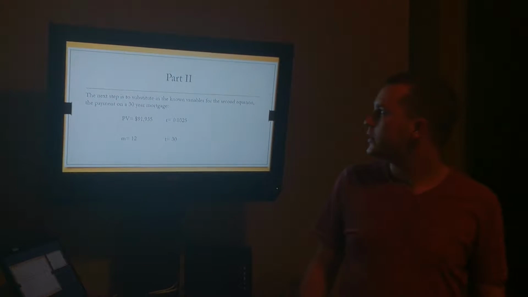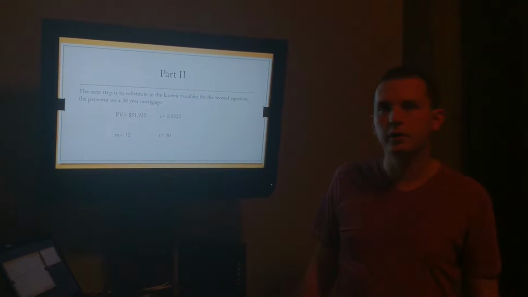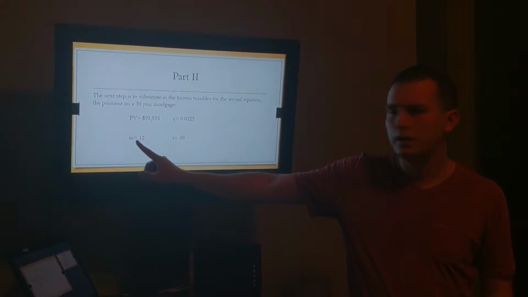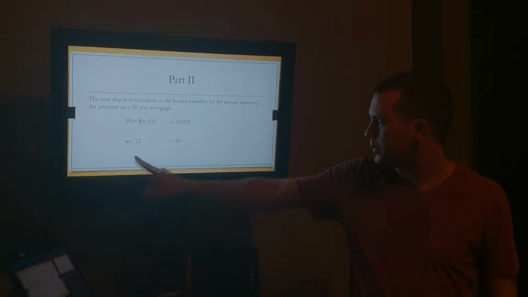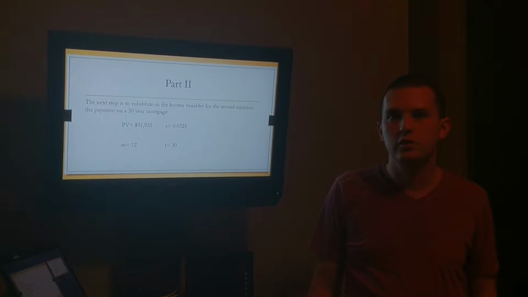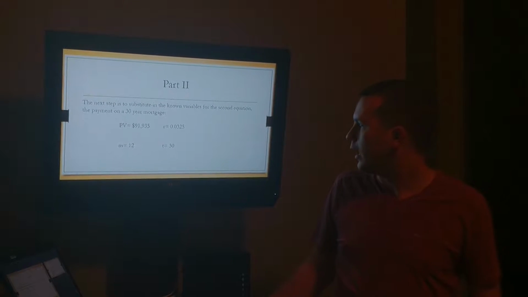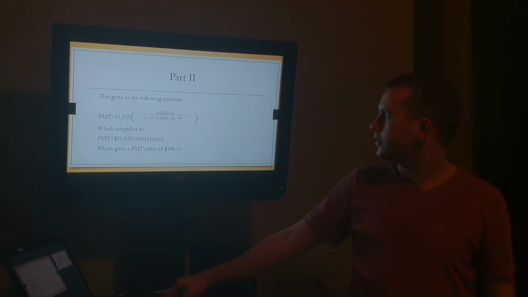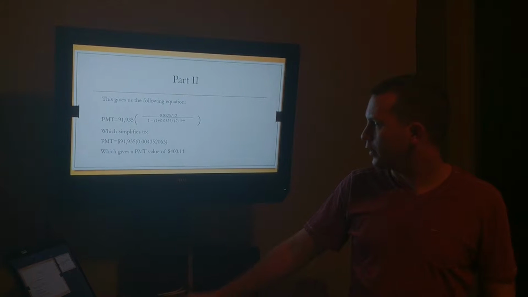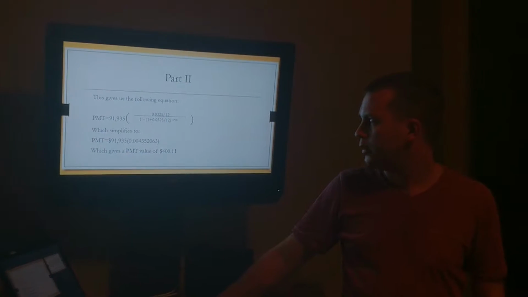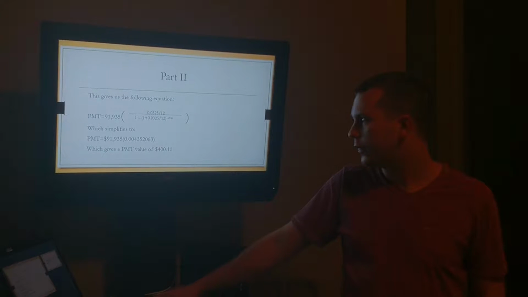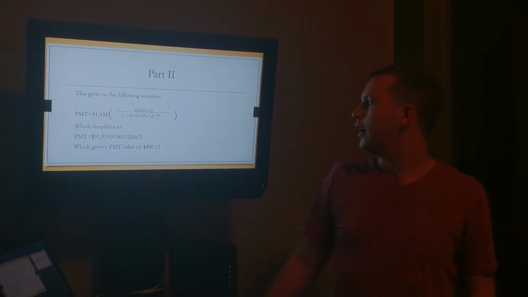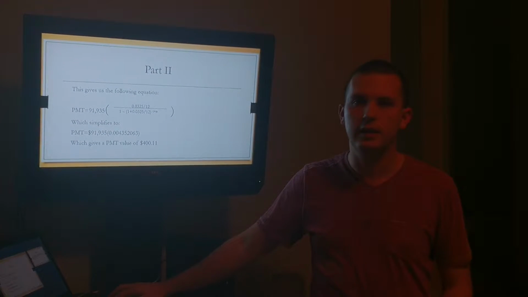The next step is to substitute the variables for the second equation for the 30-year mortgage. So present value is the same, compounding periods is the same, it's still monthly, but our rate has changed to 0.0325, and the time is now 30 years. This gives us the same equation but with different numbers, and gives us payment equals $91,935 times 0.004352063, and a payment of about $400.11.